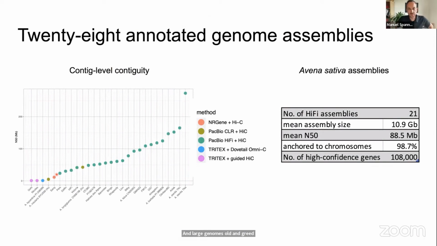So what we delivered now in PanOat is 28 fully annotated genome assemblies. You can see a total size of around 11 gigabases, and the mean N50 is quite impressive, with 88 megabases here. On average, we annotate more than 100,000 genes on each of the cultivars that are sequenced now. And now we are in the process of doing full comparative analysis on that set.